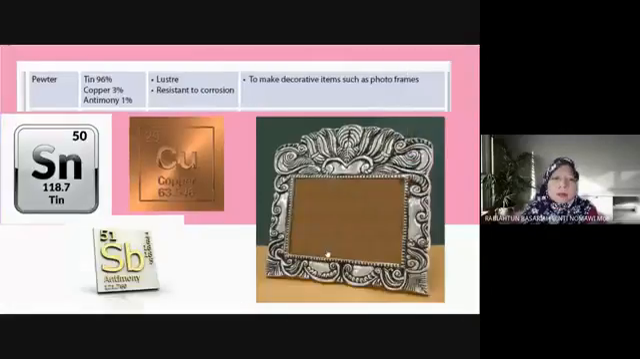Okay, the second one is pewter. Okay, pewter comes from 96% of tin.